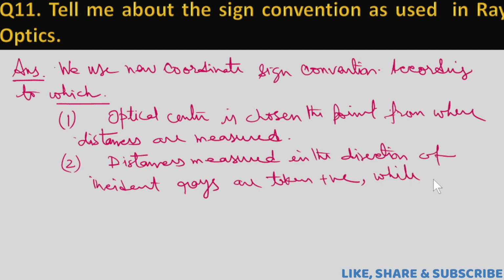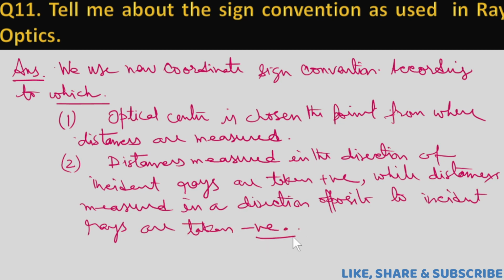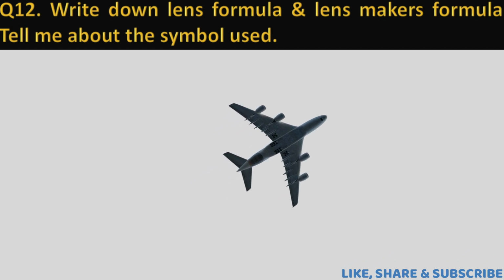while distances measured in a direction opposite to incident rays are taken negative. This is quite a simple question for you.